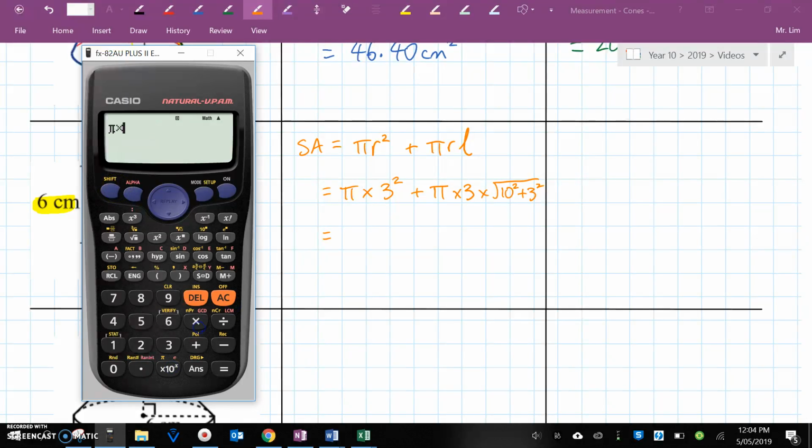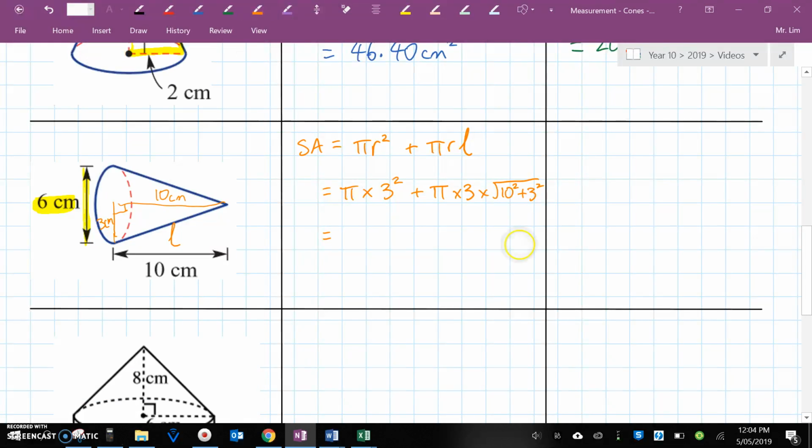That gives us an answer of pi times 3 squared plus pi times 3 times the square root of 10 squared plus 3 squared, 126.67 centimeters squared. Okay, again, if the question asks you for the curved area only, you only need to work out what pi rl is, which is this bit. That's all you need to put into your calculator for the curved area.